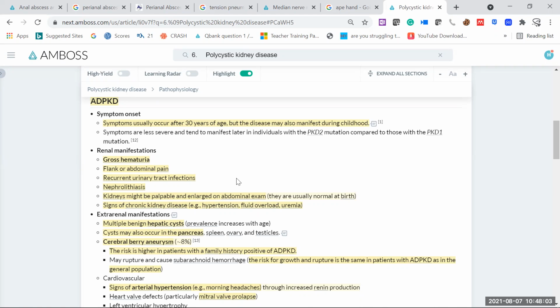In fact, nephrolithiasis can be there, stones in the kidney. Kidneys might be palpable in large abdominal examination, and signs of CKD are very important. What are the signs of CKD? If the patient is presenting with hypertension, too much fluid retention inside the body, and high levels of uric acid and blood urea nitrogen, that is called uremia. So if the patient has all these symptoms, we can say these are the symptoms of chronic kidney disease.